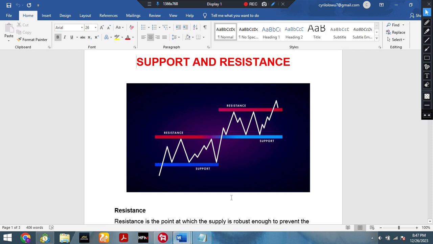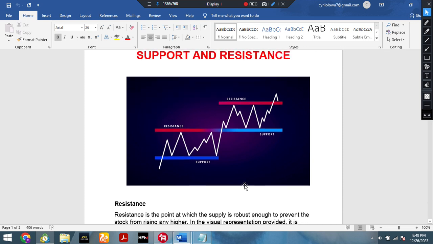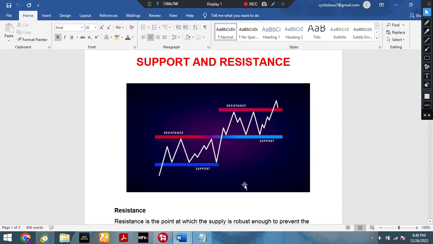Today we are going to be talking about areas of support and resistance in a chart. Support and resistance plays a vital role in any currency, stock, indices, binary or forex itself. So what are the areas of support and resistance and what is the psychology behind it?